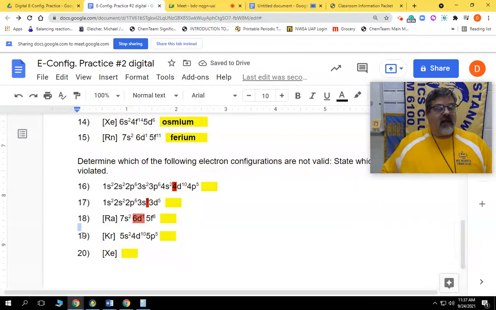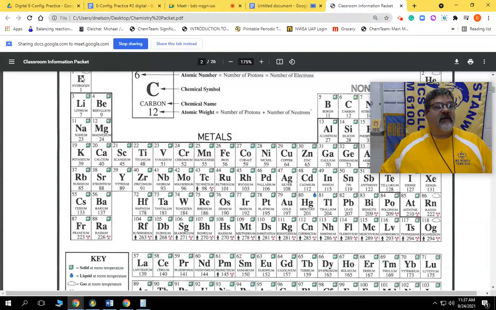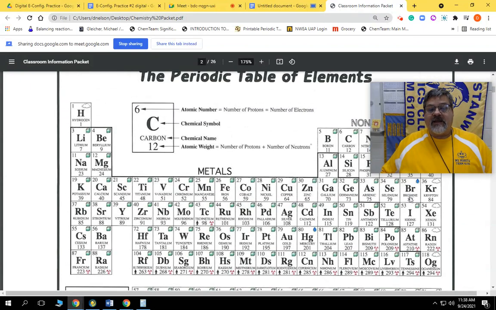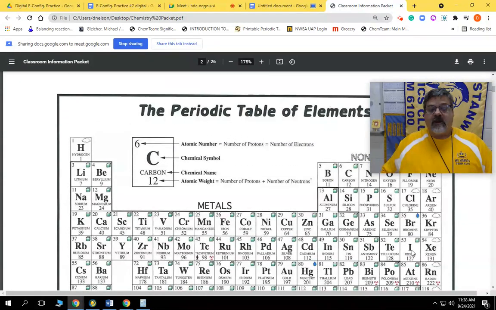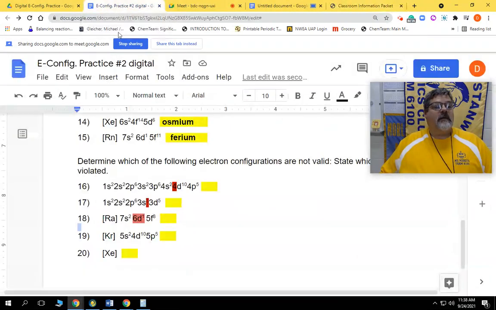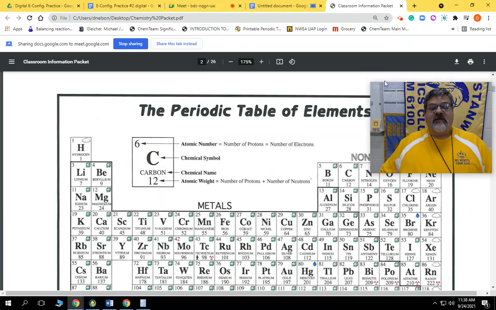Okay, let's go to the next two. We have krypton, and then we have 5s2, 4d10, 5p5. Well, let's go look at the periodic table and see 5. 1, 2, 3, 4, 5. 5p5, 1, 2, 3, 4, 5. Iodine. Well, krypton start off iodine. 5p5. Let's go back to that. Krypton was the previous noble gas from that. 53.